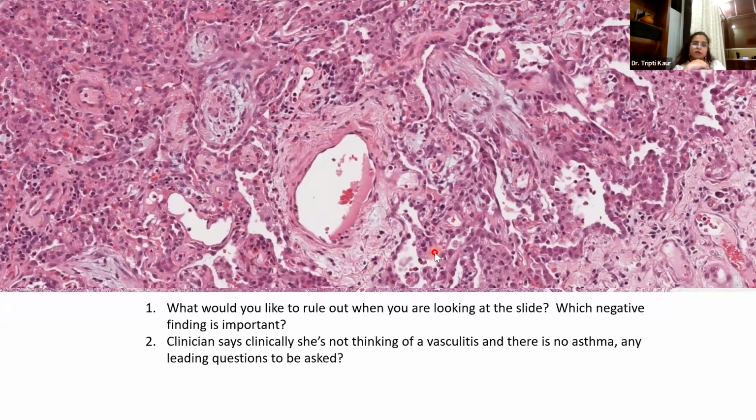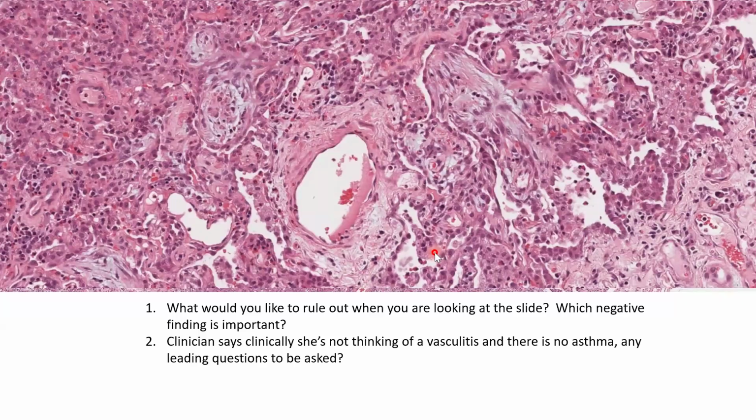Eosinophils. The parasitic infestation. Yes, very good. Parasitic infestations. Vasculitis. Sorry, hypersensitivity pneumonitis. Yes, vasculitis is the correct answer.